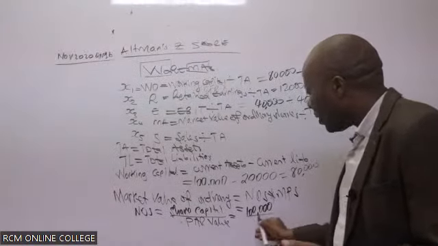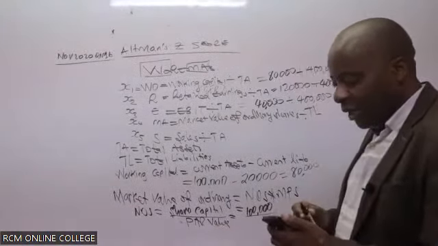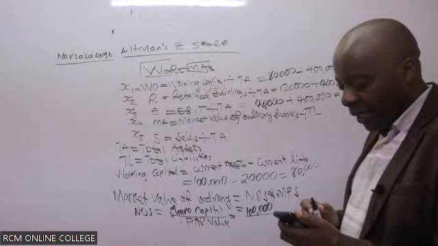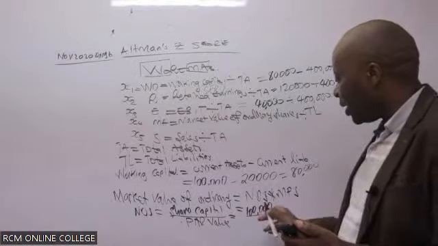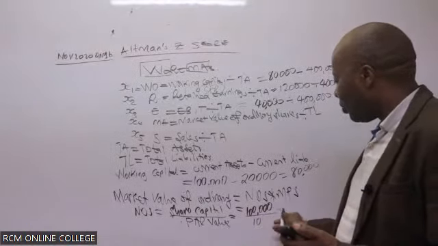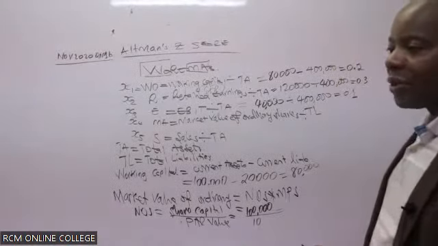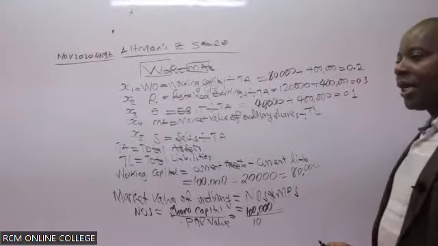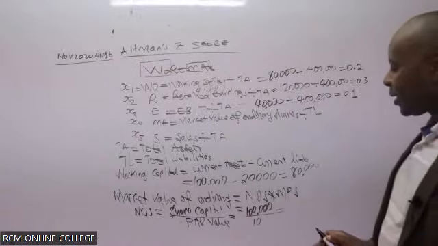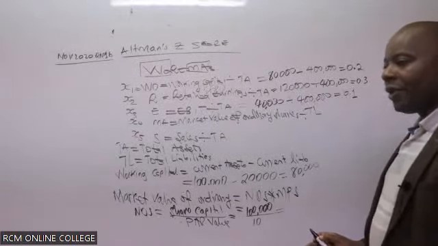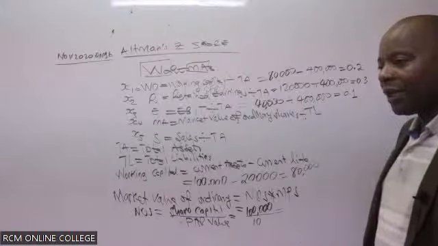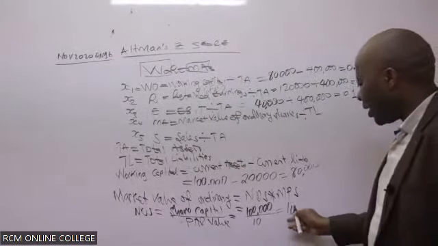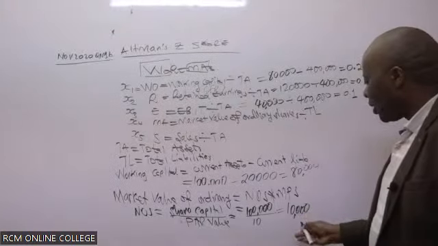You divide this with the par value. The par value is the one given there in brackets. Ladies and gentlemen, the par value is shillings 10 each. Is there anybody able to give me the number of ordinary shares? 100,000 divided by 10. So this is 10,000.